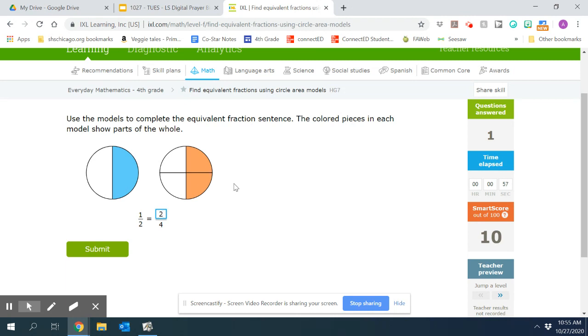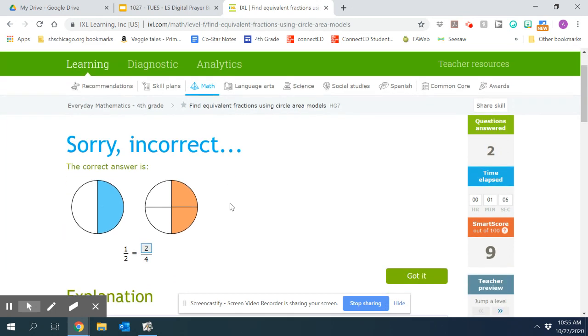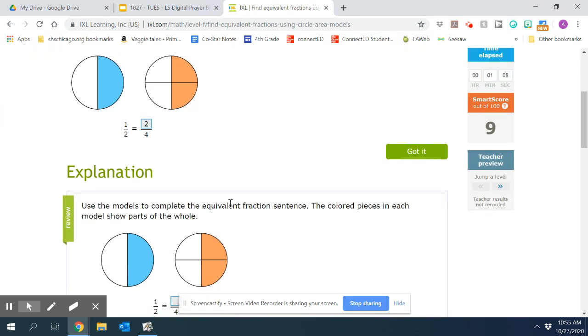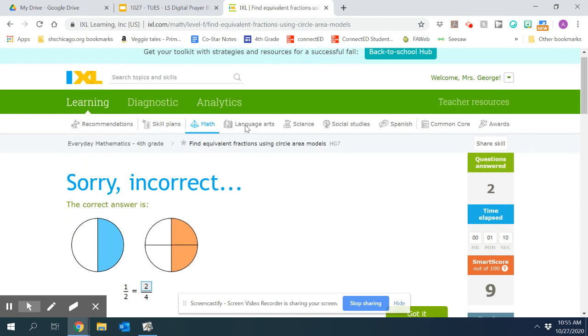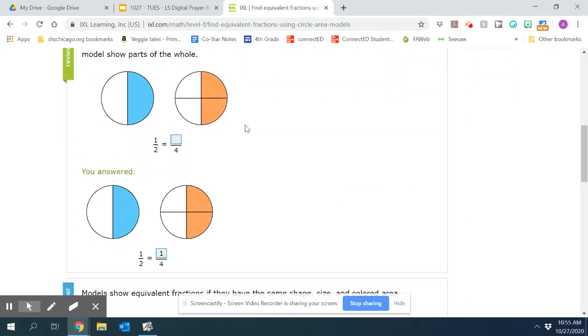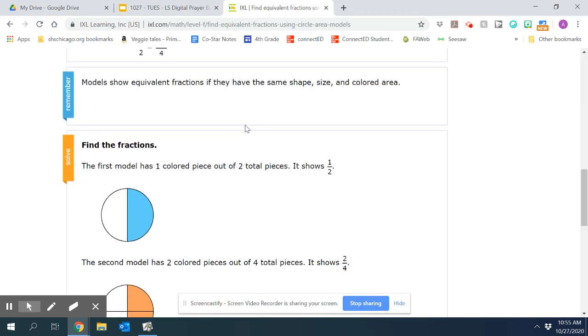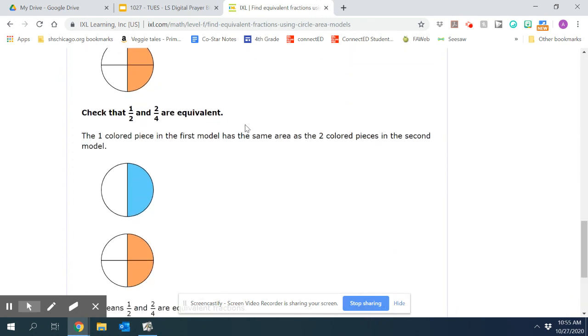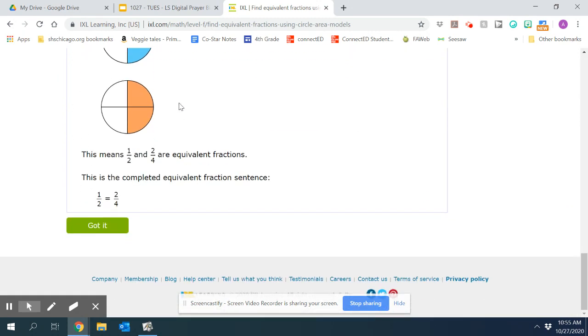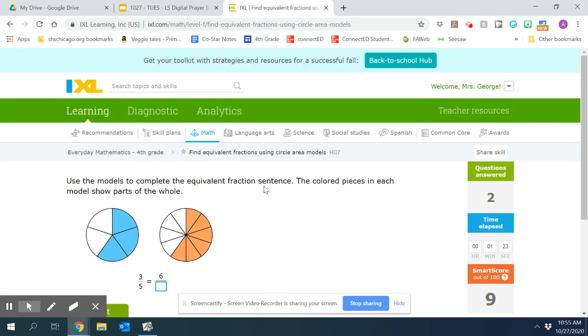And actually, I just want to show you, in case you get one wrong, the beauty of IXL, which you should already know by now, is it explains it to you. So if you get one wrong, don't just click onto the next one. You need to stop and read the explanation. That's how we learn, is by carefully taking in all the information. Then once you've really read the explanation, it makes sense, then you say got it, and you move on.